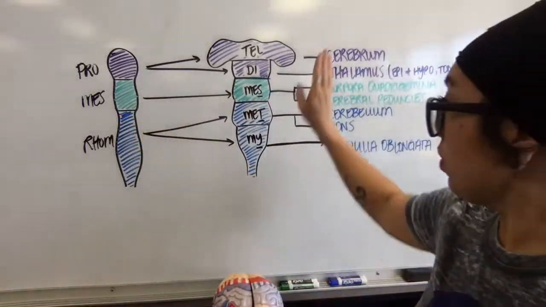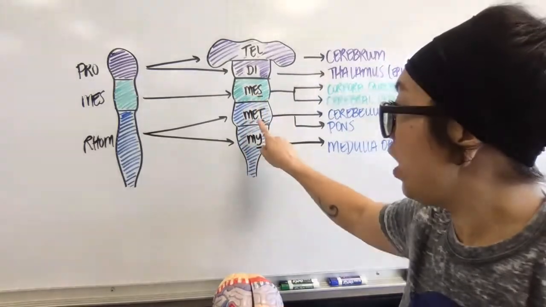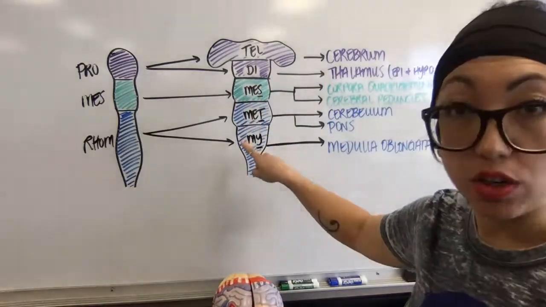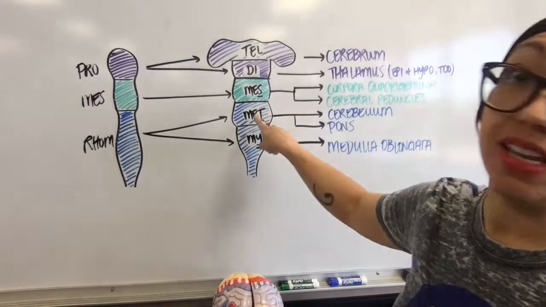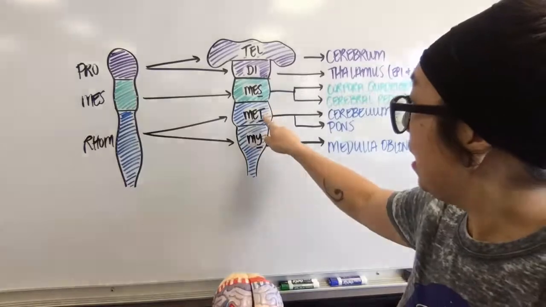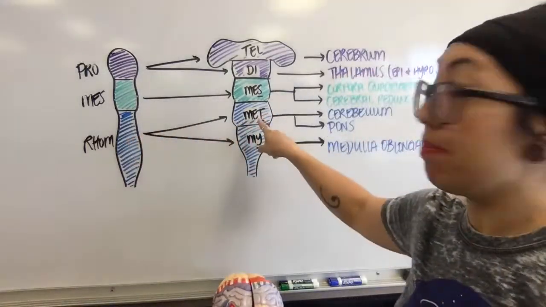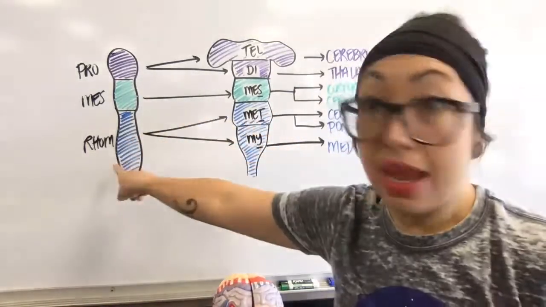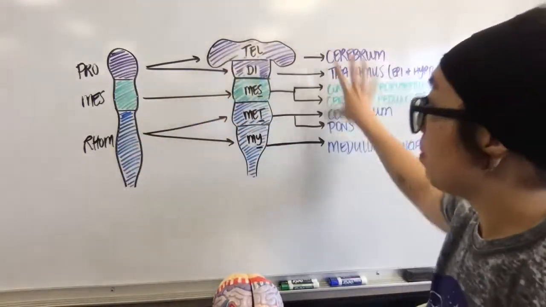Meaning, do you know what primary vesicle the metencephalon came from? And how would you know that? How would you study that? You would just go back and say, okay, the metencephalon came from the rhombencephalon. We kind of remember these.